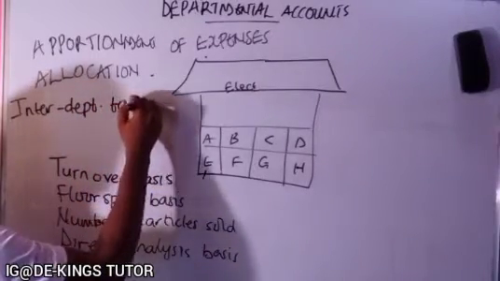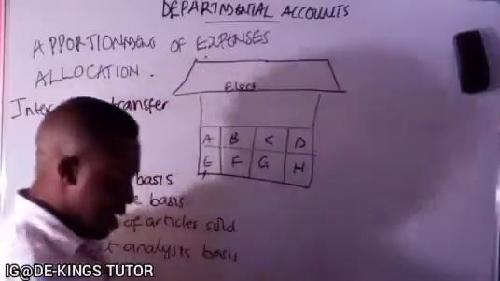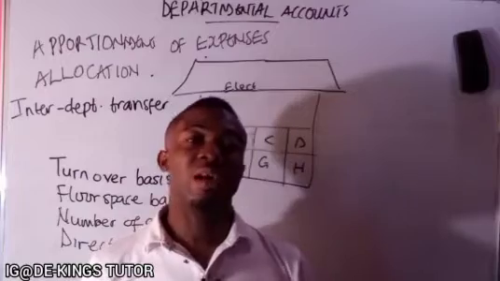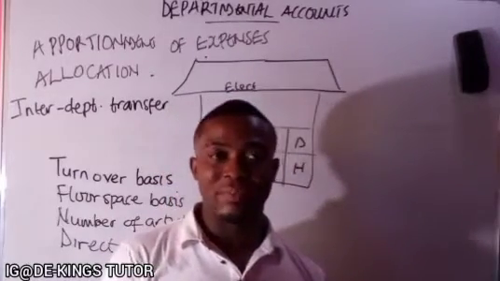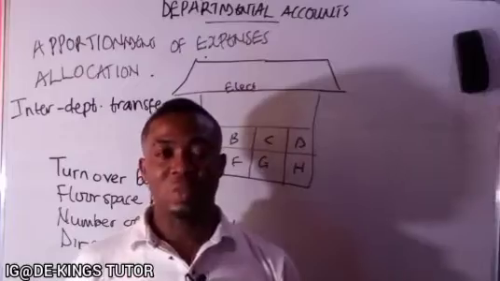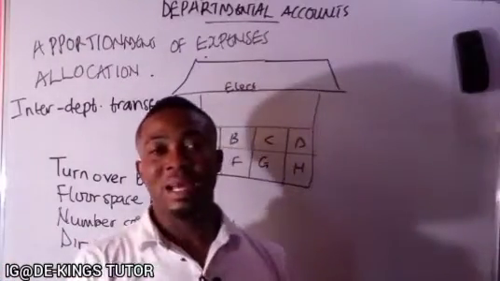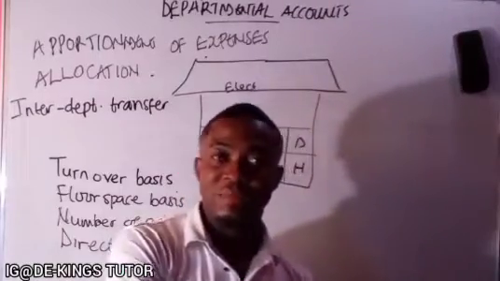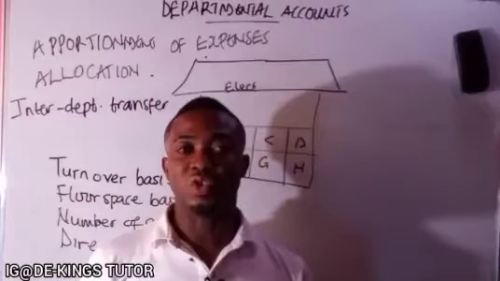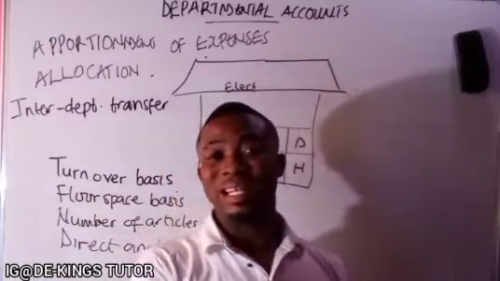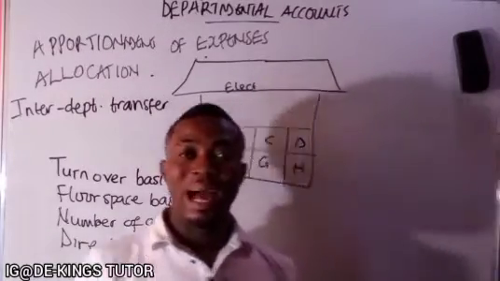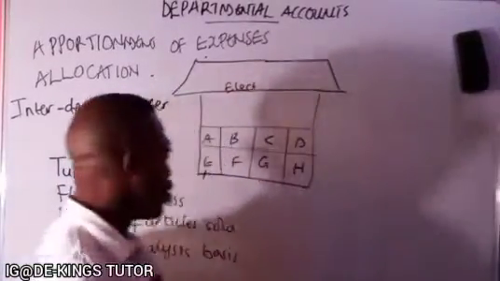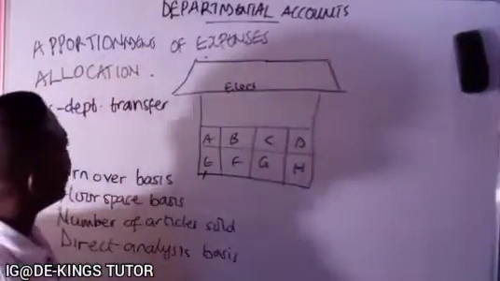Apart from that, we also have interdepartmental transfer. Interdepartmental transfer refers to the transfer of goods from one department to another. Most times some departments might have excess goods while some have less. So instead of going to purchase, when another department of that organization has the same goods, we just transfer from that department to another. In the accounting entries, you just deduct from the department transferring and add it to the department that is receiving it. That's just it. That is the departmental account.